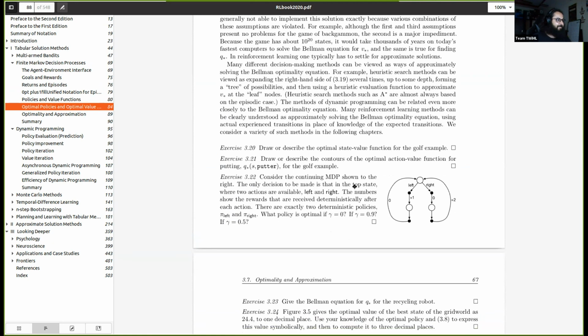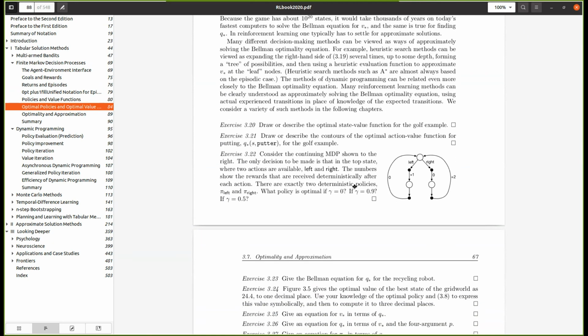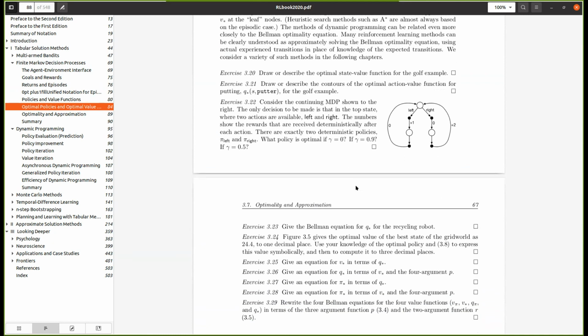Yeah, and I guess we are running out of time, but you can quickly look at this bunch of exercises. So draw or describe the optimal state value function for a golf example. I guess it would be easier to do when you look at the example. And if no one wants to jump in and just communicate these solutions, I guess you get to do it on your own.